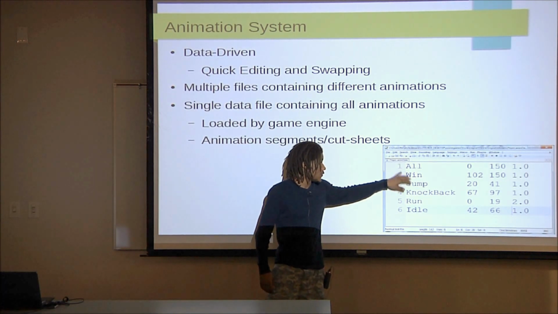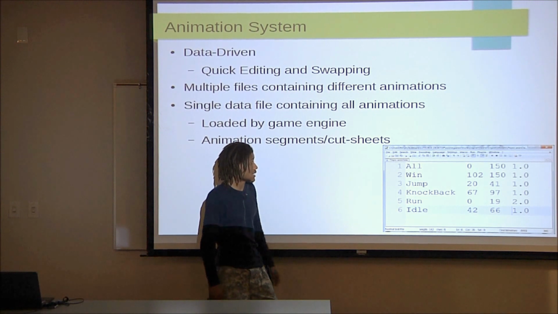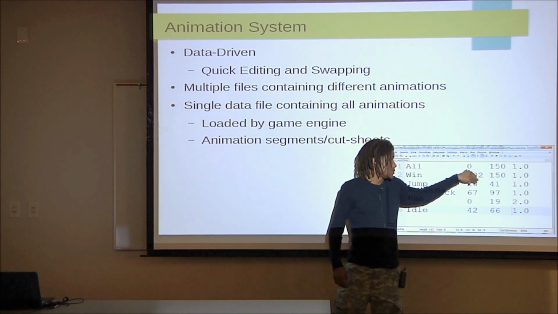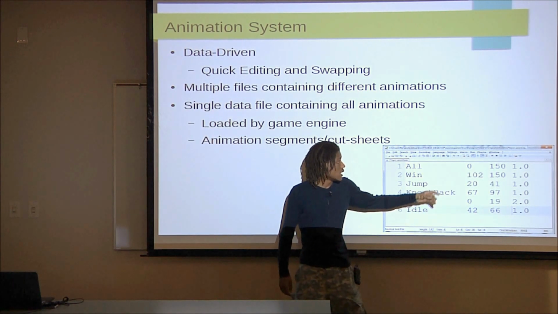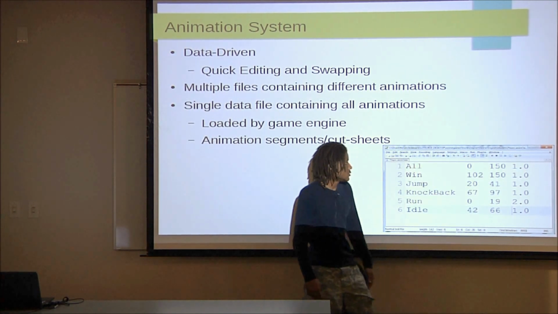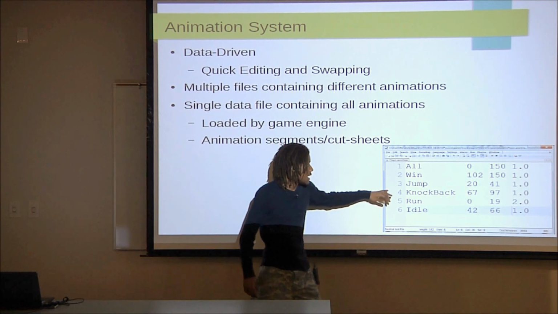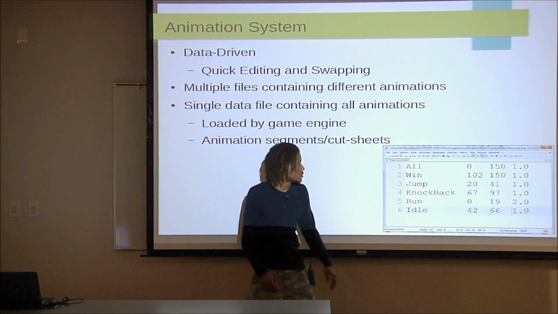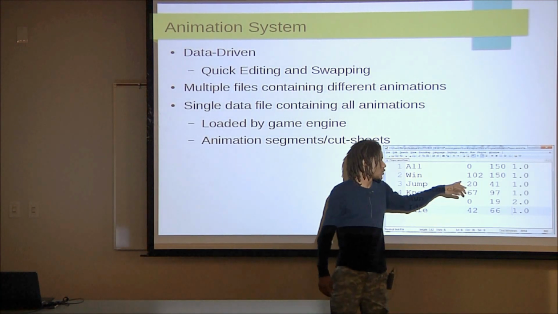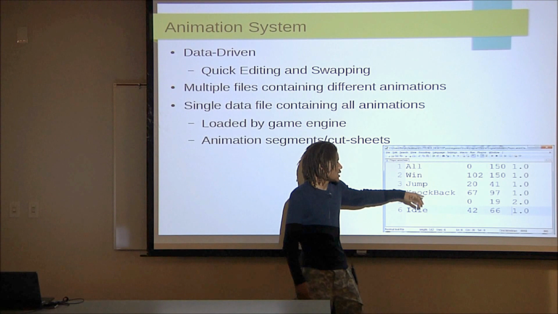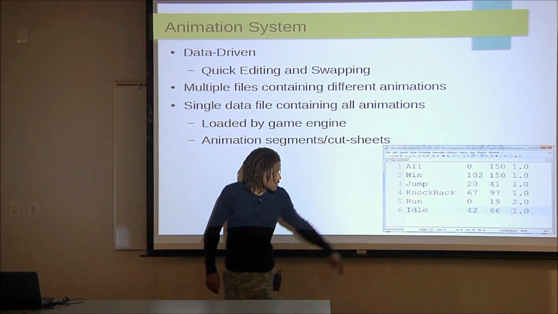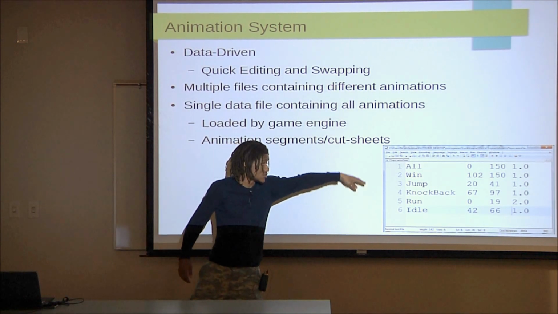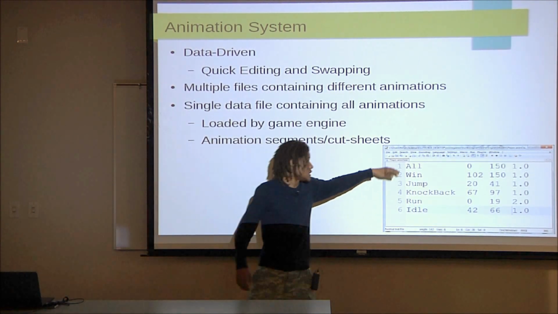I simply have, for in-game logic, so we're getting closer to game logic, all animations from frame 0 to 150, and the animation speed is 1, so the time scale. And then I have the win animation. It's like a wave animation on the pedestal for whenever you win. It's from frame 102 to 150. Jump animation, knockback, run, and idle animation, and then the speeds. Basically, it's strings. I just use strings. They worked. So I have the name of the animation.